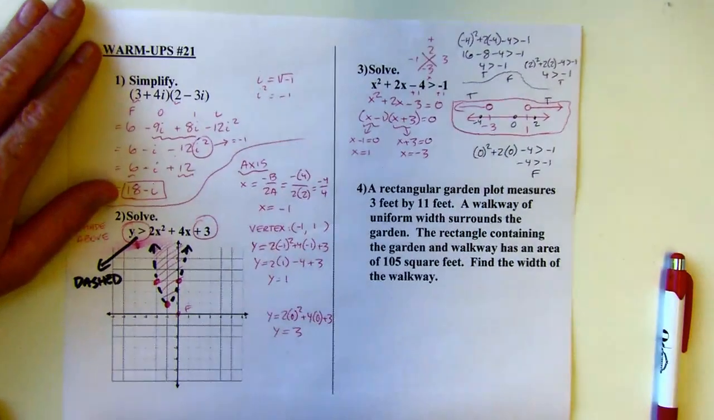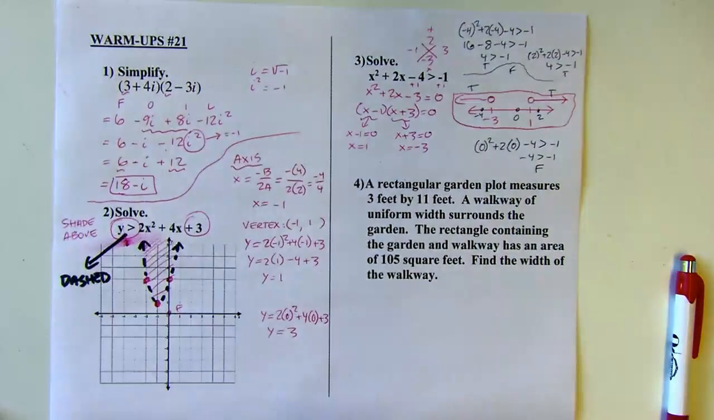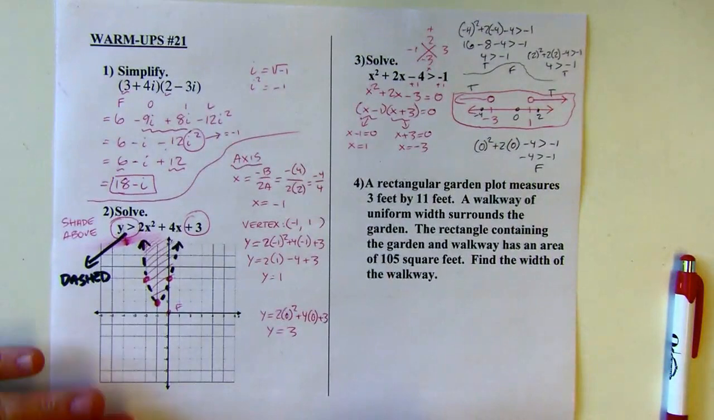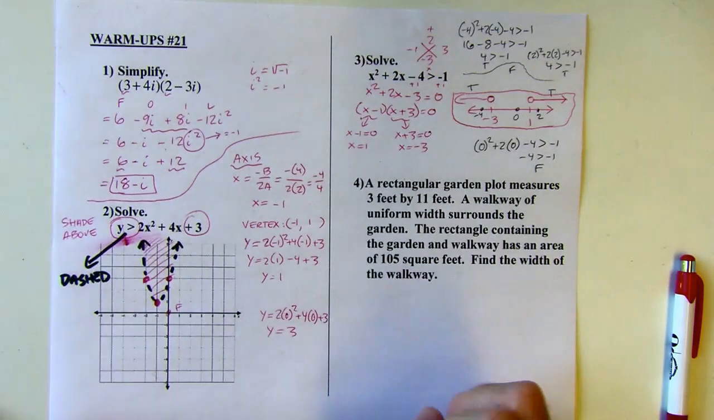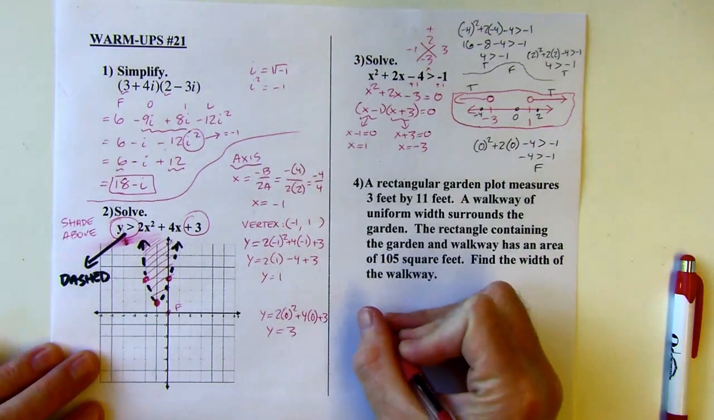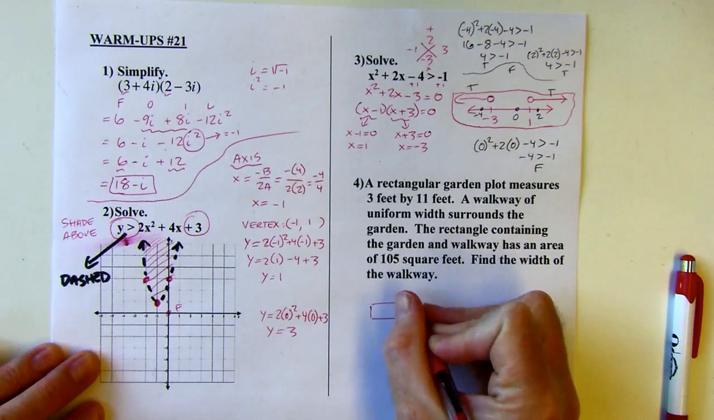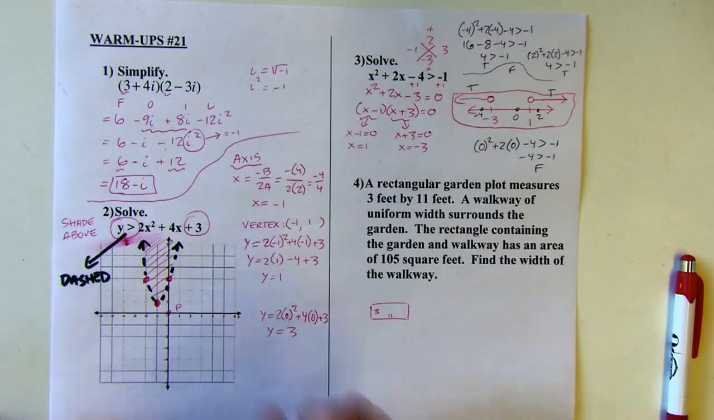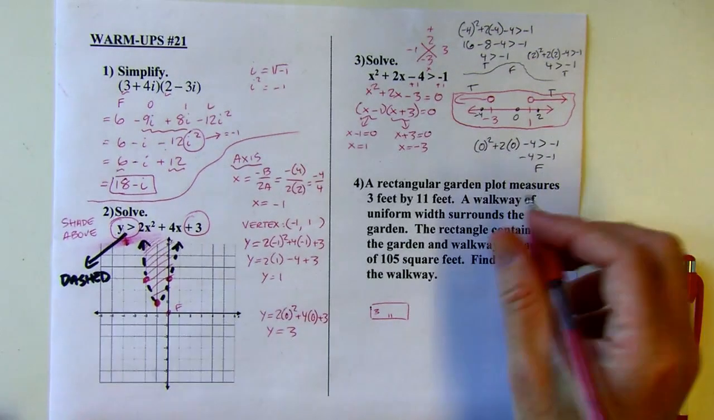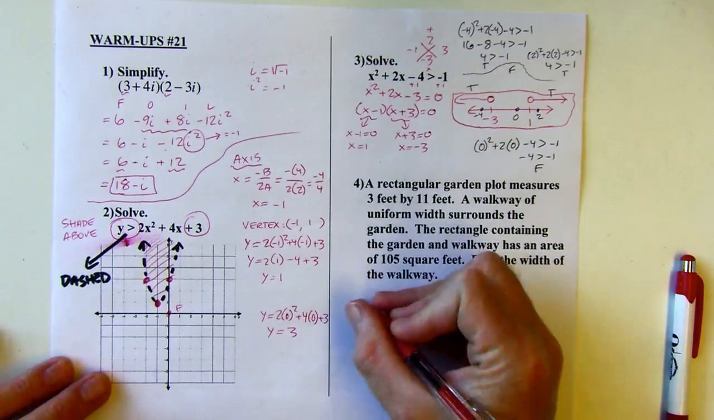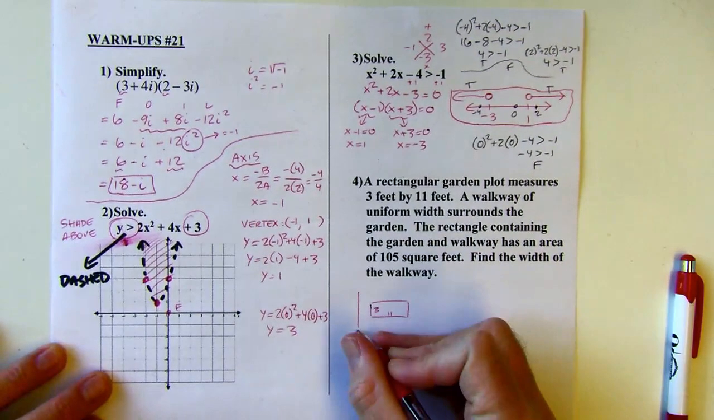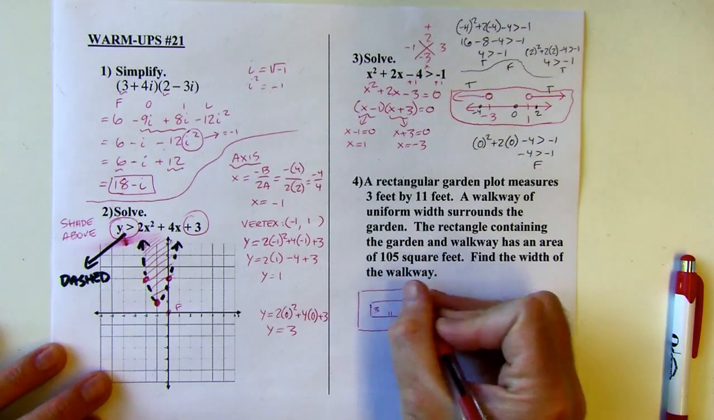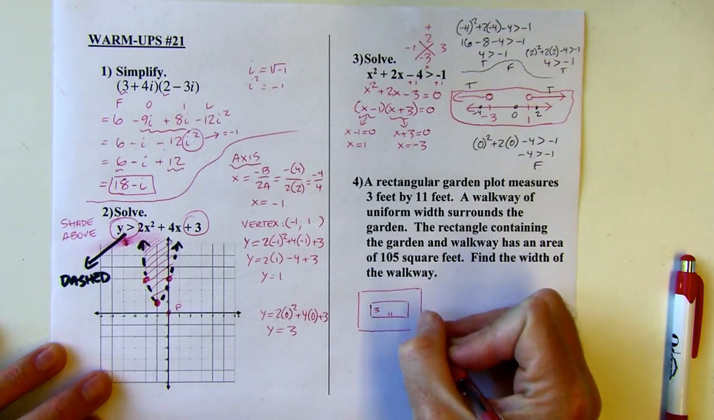Okay. And then the last problem, we've got a rectangular garden plot that measures 3 by 11 feet. Okay, so I'm going to draw a little picture here to start to organize this. I'm going to put the 3 and the 11 inside because I'm going to put a walkway around this rectangular garden. So a walkway of uniform width. Okay, that's the key. This is uniform width. The walkway is the same width all the way around the garden.